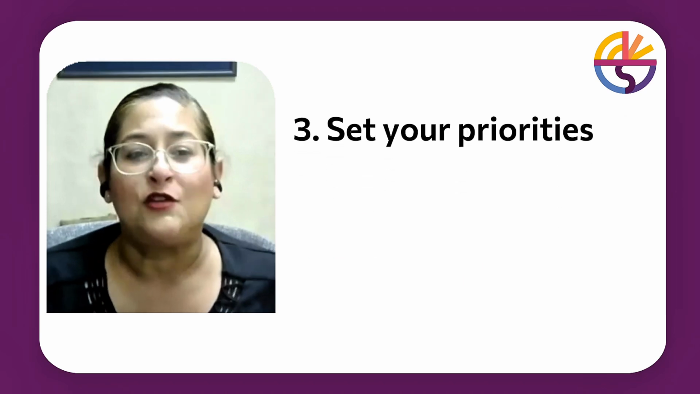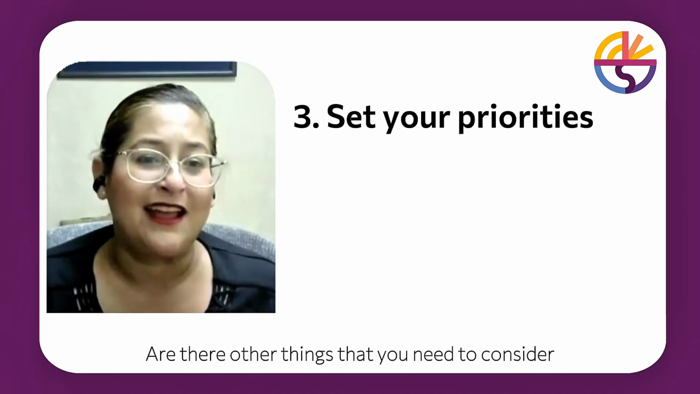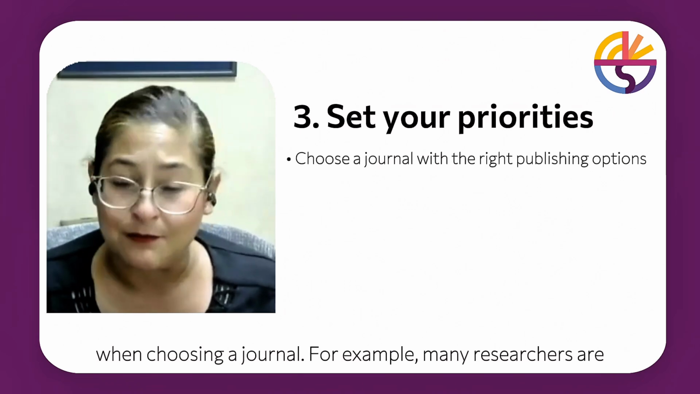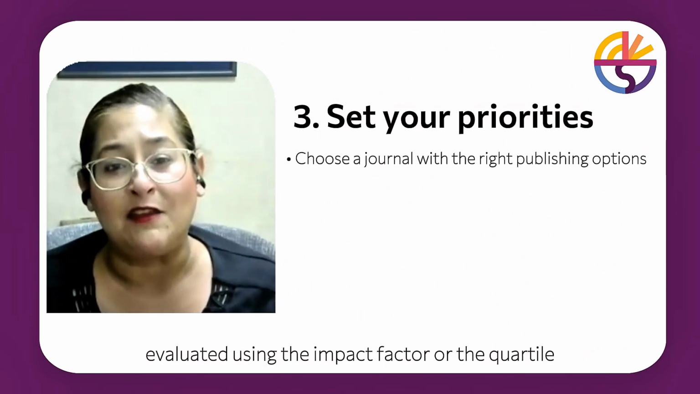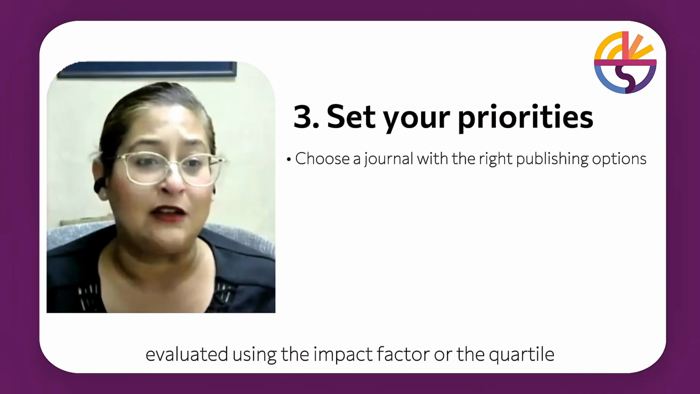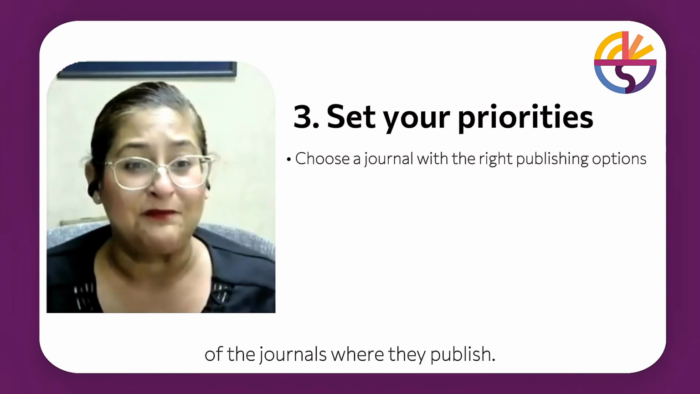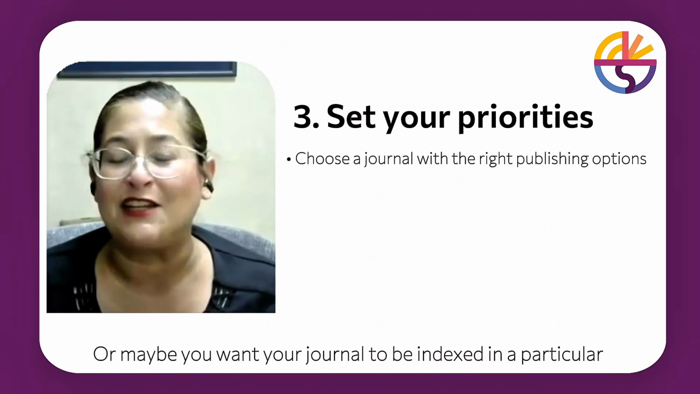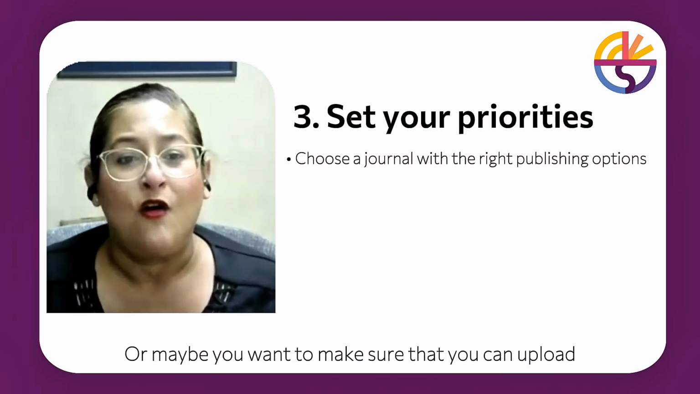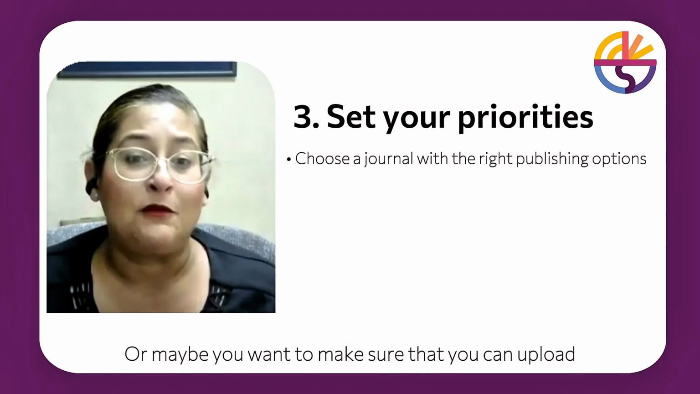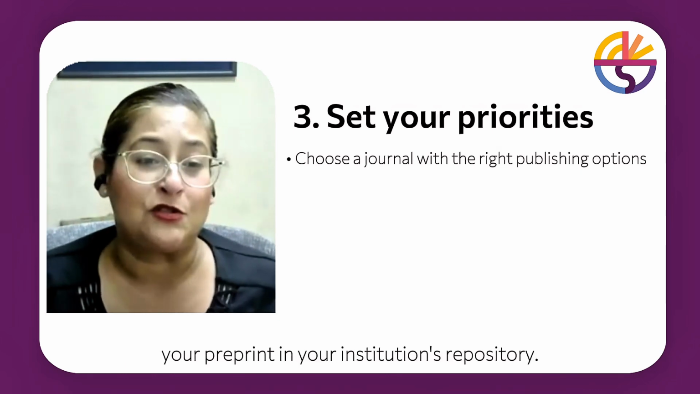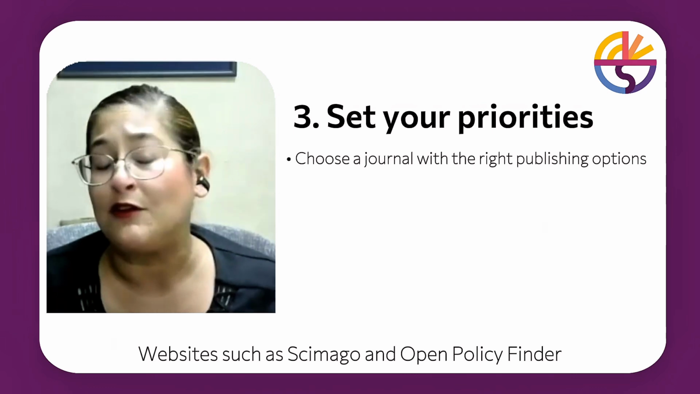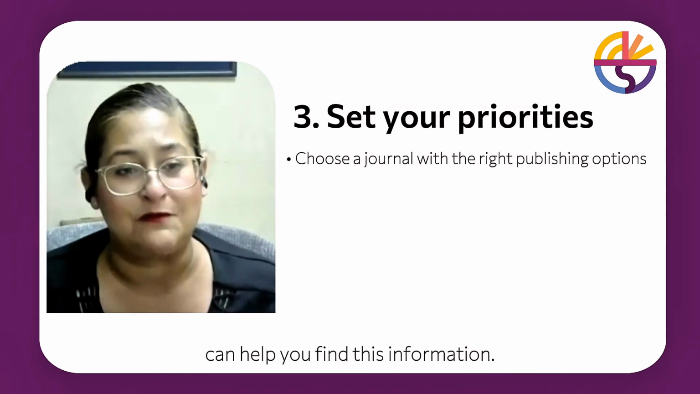Number three, set your priorities. Are there other things that you need to consider when choosing a journal? For example, many researchers are evaluated using the impact factor or the quartile of the journals where they publish. Or maybe you want your journal to be indexed in a particular database such as Medline. Or maybe you want to make sure that you can upload your preprint in your institution's repository. Websites such as Sherpa Romeo and Open Policy Finder can help you find this information.